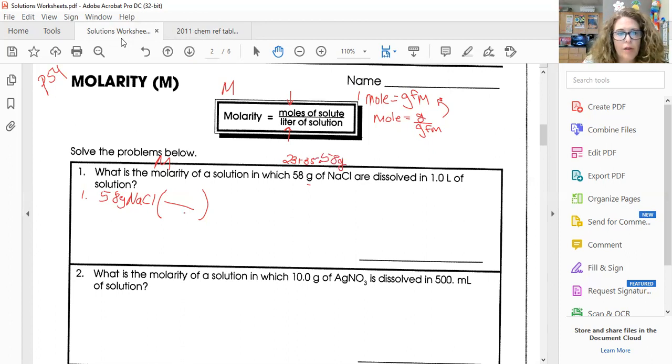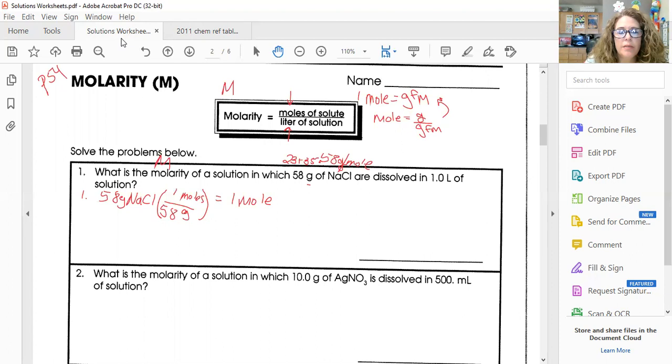So I'm going to get rid of grams, and I want to go over to moles, right? Grams per mole, right? So then 1 mole is 58 grams, right? And so grams divided by gram formula mass, 58 divided by 58. So this is 1 mole. You probably could have recognized that and not have to do the math, but that's okay.